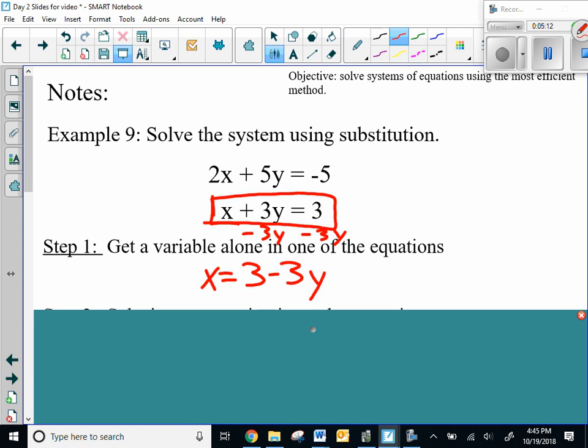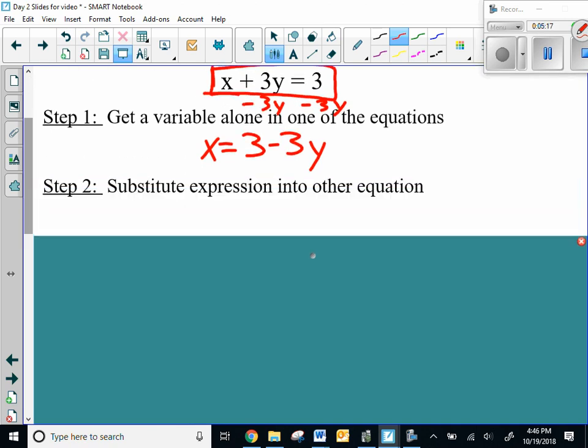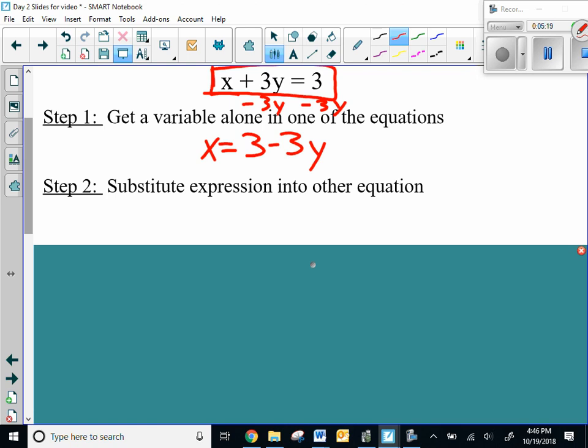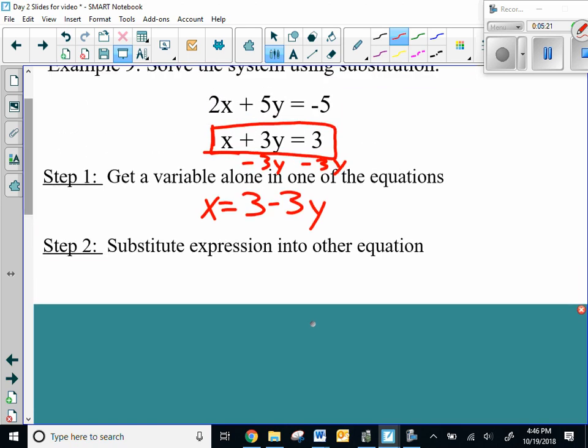Once you have that variable alone, then you want to substitute that into the other equation. So if we look at our, let me scroll back up just a little bit. If we look at our other equation, we have 2x plus 5y equals -5, right? We're going to replace that x with this 3 minus 3y.